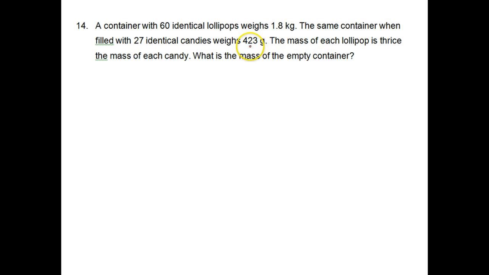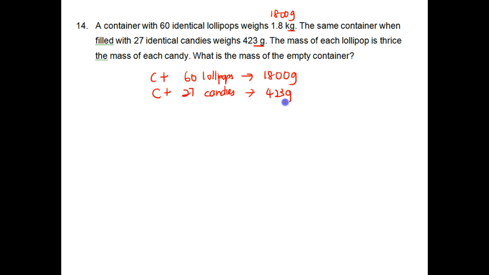Okay, first we need to identify that when we look at measurement, the unit of measure must be the same. So 1.8 kg would be 1,800 grams. Container plus 60 lollipops will give me 1,800 grams. The same container plus 27 candies is 423 grams. The mass of each lollipop is 3 times the mass of each candy. So my lollipop is 3 times my candy.